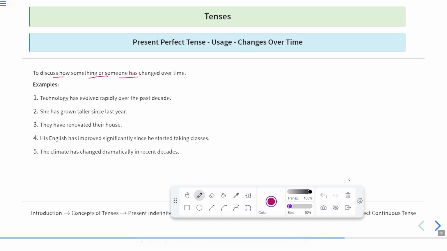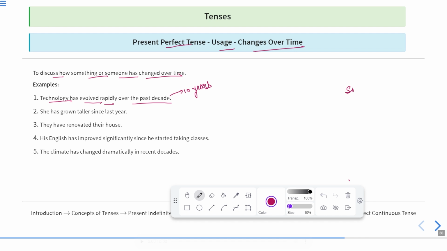To discuss how something or someone has changed over time. This present perfect tense usage, changes over time, can also be written in present perfect tense. How? Technology has evolved rapidly over the past decade. Decade means 10 years. It means in these 10 years, the technology has evolved rapidly. It means it has progressed. She has grown taller since last year. It means from last year, if you see here now, she has grown taller. They have renovated their house. His English has improved significantly since he started taking classes.